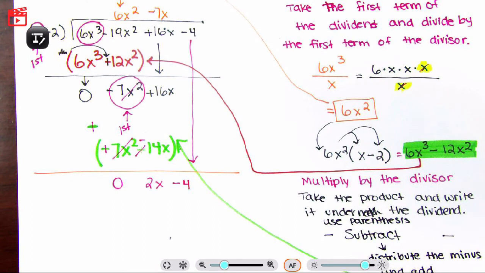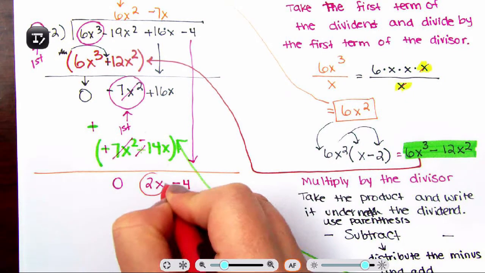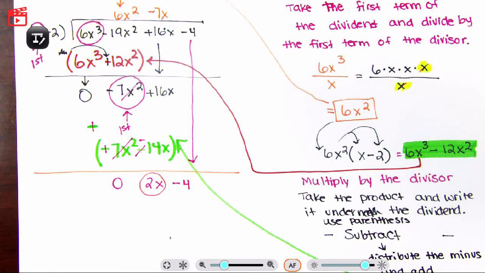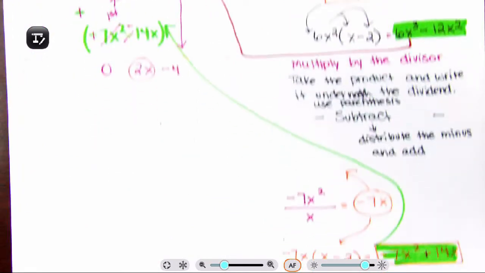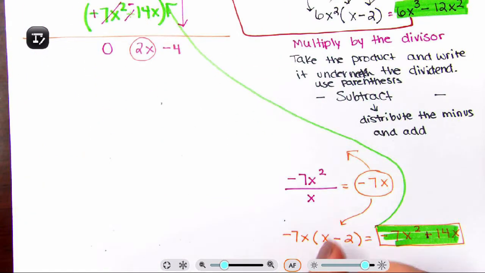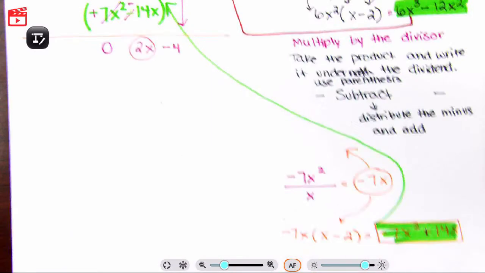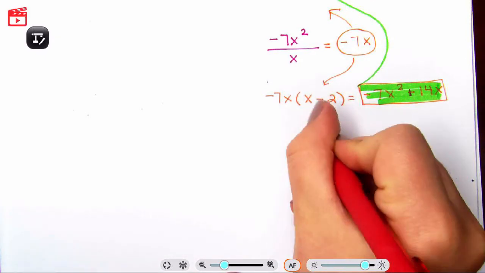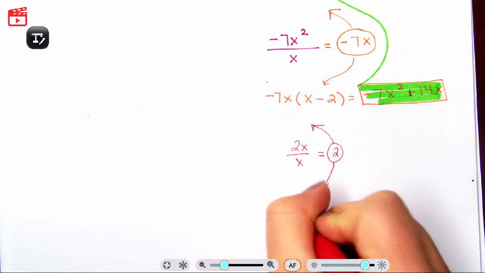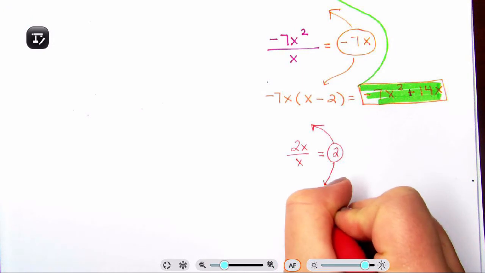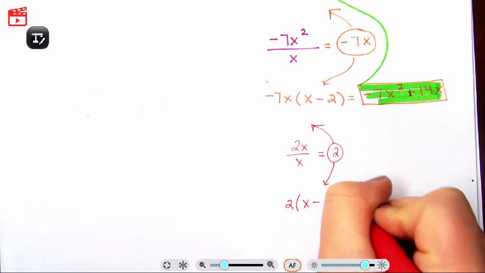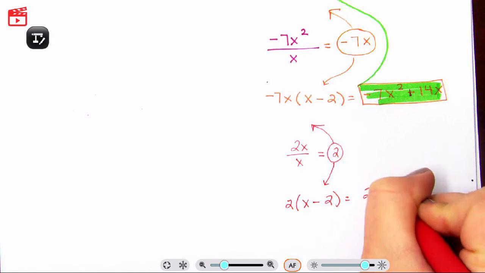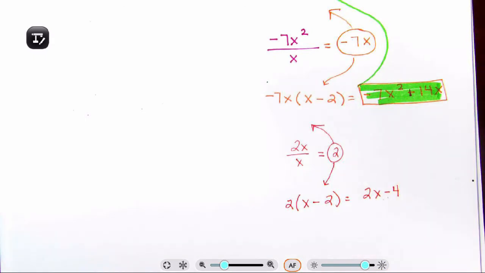2x minus 4. Again, same steps all over again. You're going to take the first term of what we have, and divide it by the first term of our divisor. So we have 2x divided by x. That gives me just 2. We're going to take the 2, we're going to write it on top. We're going to take the 2, we're going to multiply by our divisor, minus 2. We're going to multiply this out, 2x minus 4.